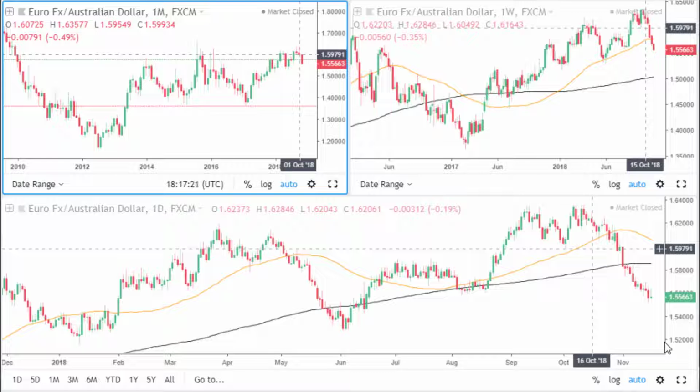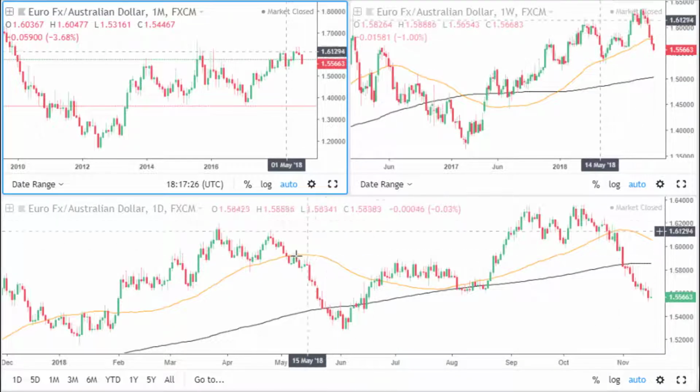So we have 5 Forex pairs to get through today. The first one we are starting off with is the Euro Australian dollar.